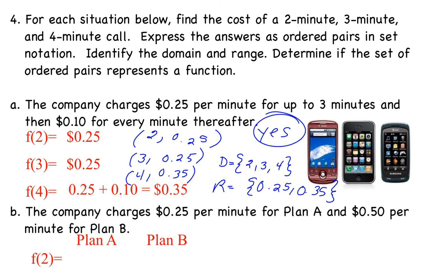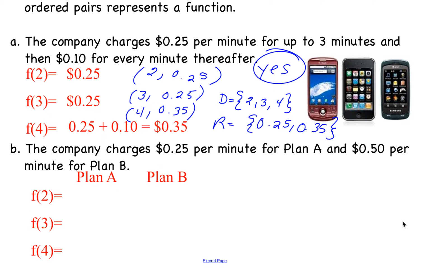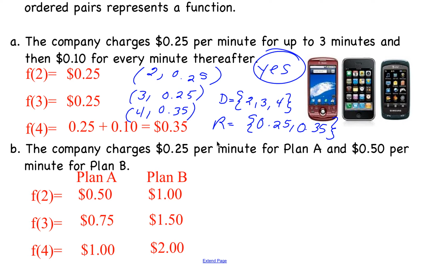How about for part B? Let's take a look at part B and see what we can figure out. The company charges 25 cents a minute for plan A, 50 cents a minute for plan B. I went ahead and wrote a table for 2, 3, and 4 minutes. Hopefully I did my math correctly. And then let's go ahead and write in set notation what our domain and what our range would be and whether or not it's a function.